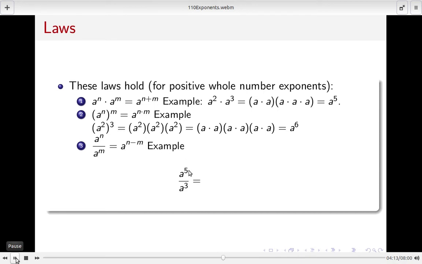We're going to try a to the 5th power divided by a to the 3rd power. So the numerator is shorthand for multiplying 5 a's, and the denominator is shorthand for multiplying 3 a's. The 3 a's in the denominator will cancel with 3 of the a's in the numerator. So to get the total number of a's, we're subtracting the 3 a's in the denominator from the 5 a's in the numerator. This will be a to the 5 minus 3, or a squared.